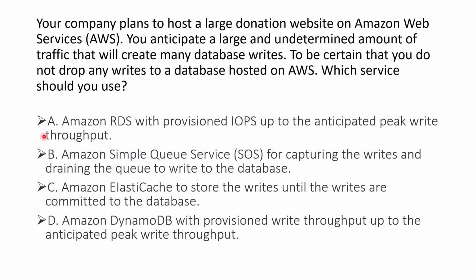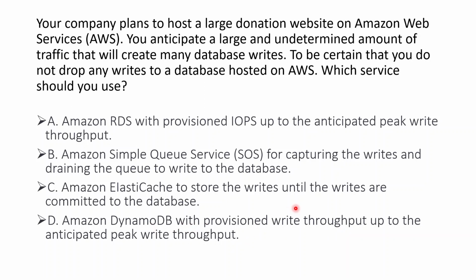A. Amazon RDS with provisioned IOPS up to the anticipated peak write throughput. B. Amazon Simple Queue Service, SQS, for capturing the writes and draining the queue to write to the database. C. Amazon ElastiCache to store the writes until the writes are committed to the database. D. Amazon DynamoDB with provisioned write throughput up to the anticipated peak write throughput.